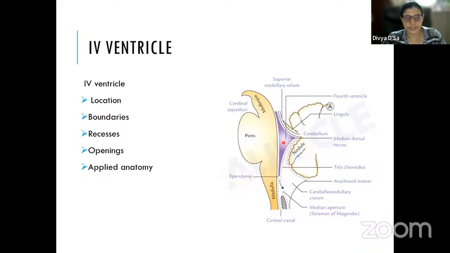Where is its location? It is located in the posterior cranial fossa. It lies in front of the cerebellum and behind the posterior part of the pons as well as the upper part of the medulla. Here we see the fourth ventricle.